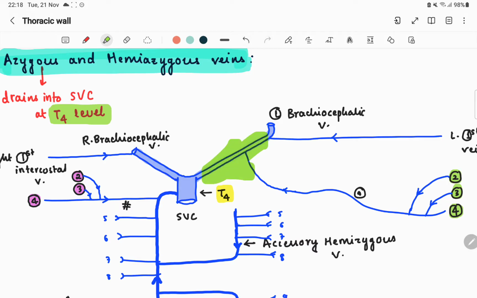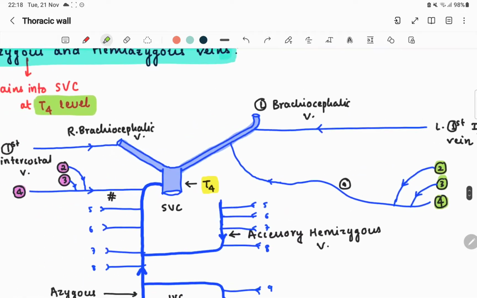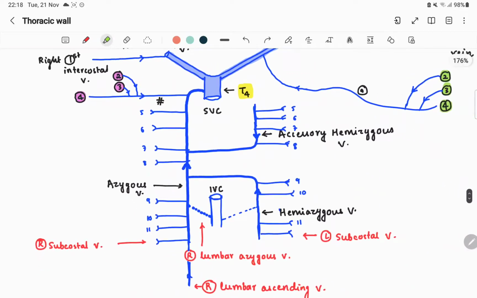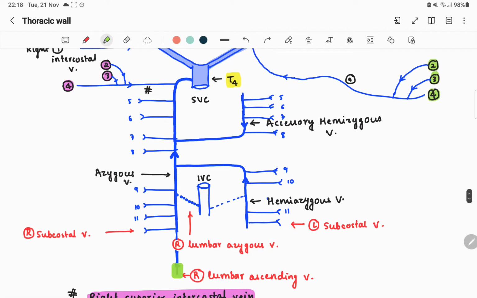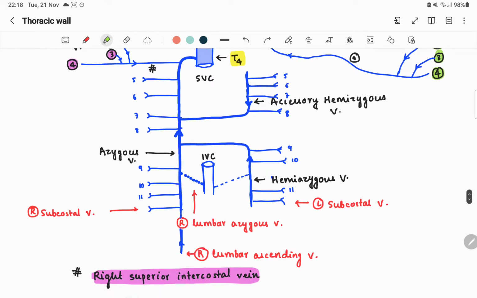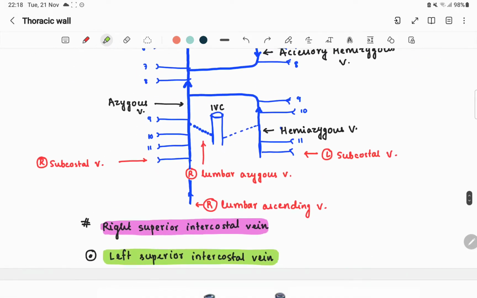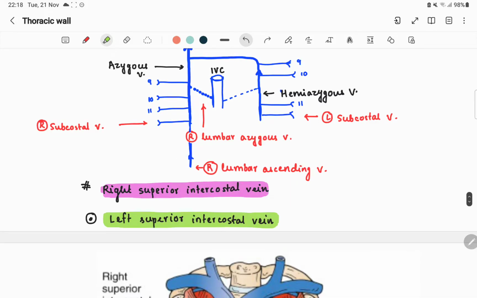As the right one drains to the right brachiocephalic, this left drains to the left brachiocephalic, and this is again converging into your SVC. Then we have another arrangement, called the right lumbar ascending vein. Just look at this. At this level, we call it the azygos vein. This azygos vein runs like this and drains into the superior vena cava. The azygos vein is basically a continuation of your right lumbar ascending vein.